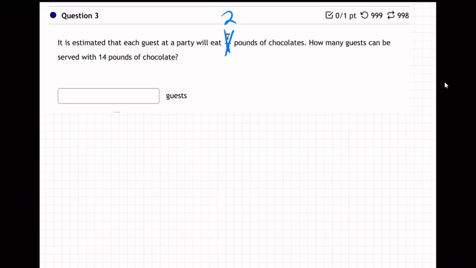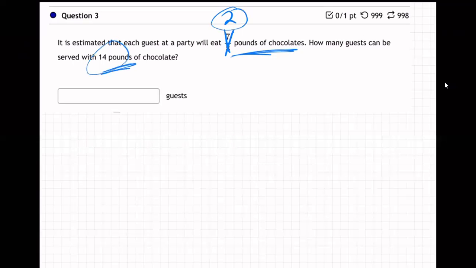So suppose they said, look, each guest is going to eat 2 pounds of chocolate. It's a lot of chocolate. And you have 14 pounds of chocolate. How many guests? Is it more clear now? Would we add, subtract, multiply, or divide? What would we do? You had 14. We would divide. Yeah, it's clear, huh?